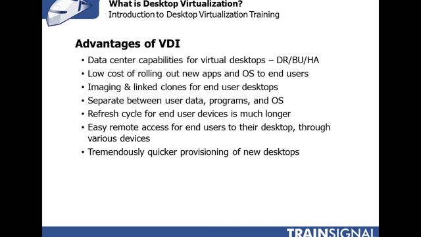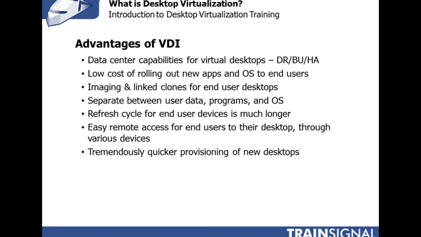So you really only have one golden image for all the end users that they're accessing. You don't have 100 virtual machine images taking up tons of space if you have 100 end users. Also, you get to separate user data, programs, and the operating system, as I talked about.